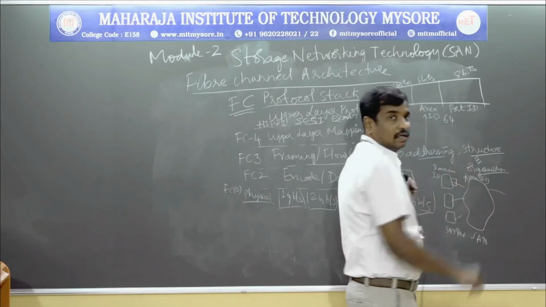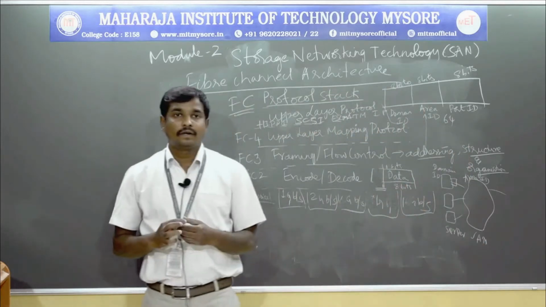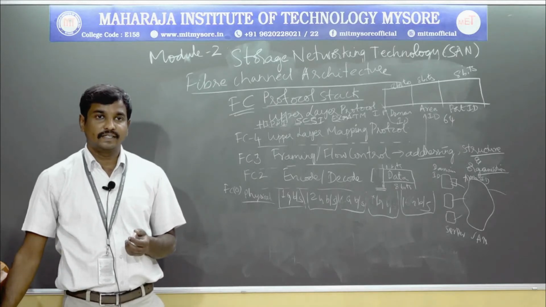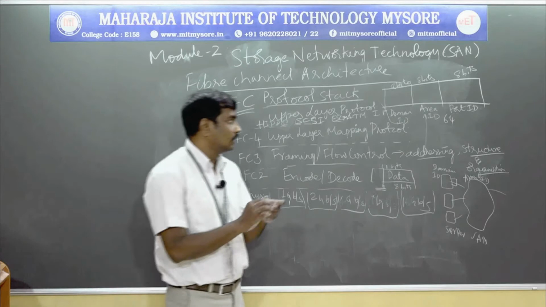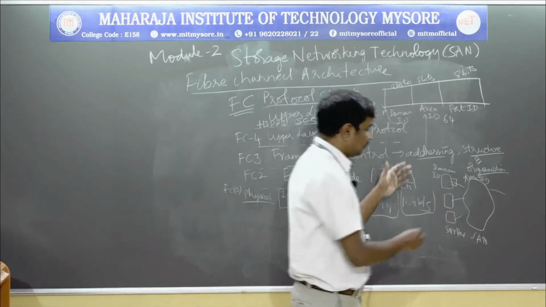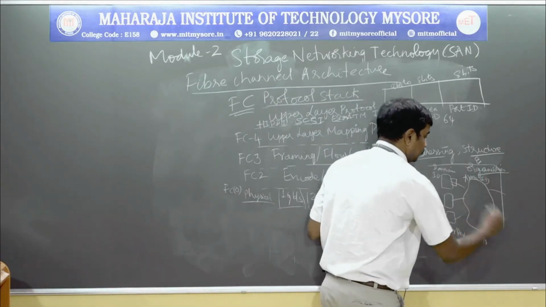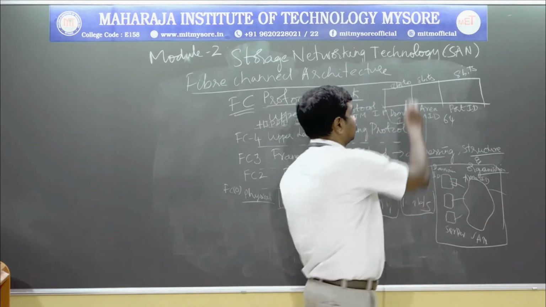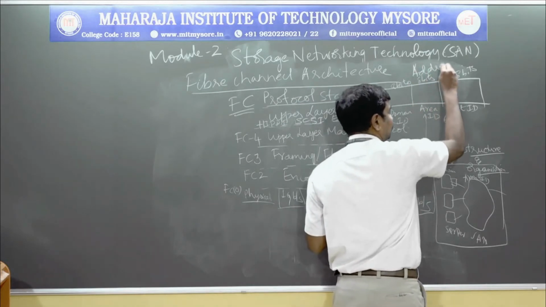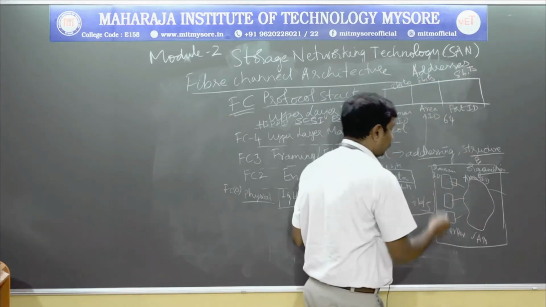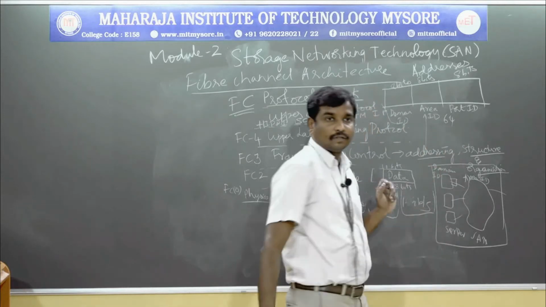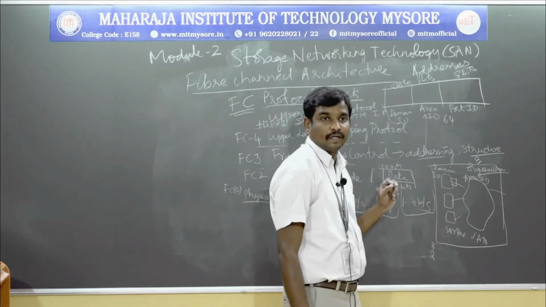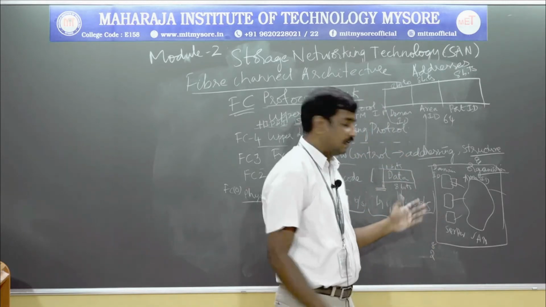That means around 24 bits of data are used to connect each device in this storage area network. If you want to connect devices using an address like this, it can connect around 8 into 8 into 8, that means 2 to the power of 8 bits for each field.